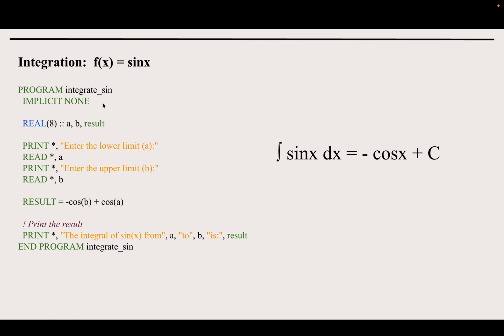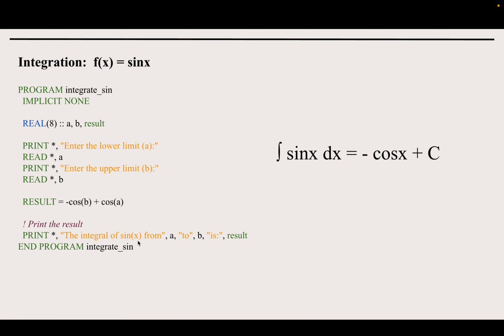Here we want to integrate sin x, and we have taken the variables as real data type, and those variables are a, b and the result. So a is the lower limit, b is the upper limit that we have defined, and in the result part we have defined minus cos b plus cos a. This is the upper limit, minus of minus is plus, so cos a, and at the end we are printing the result.